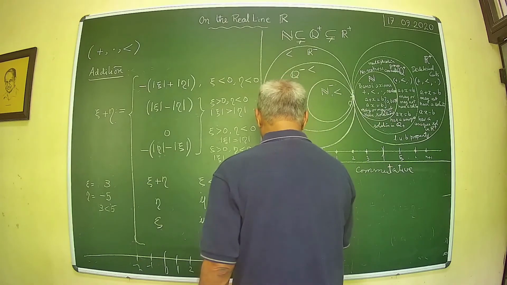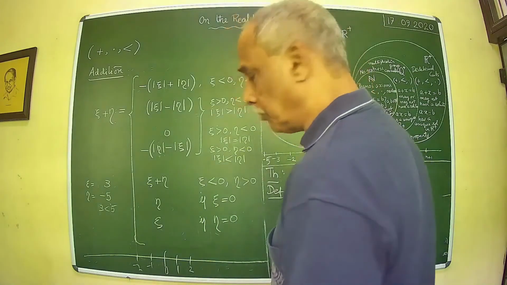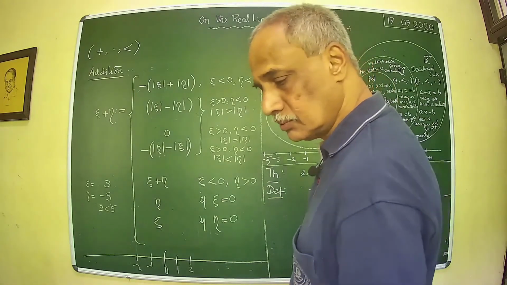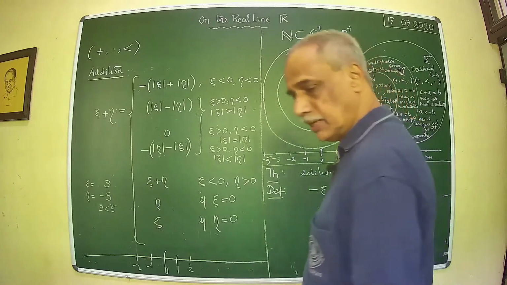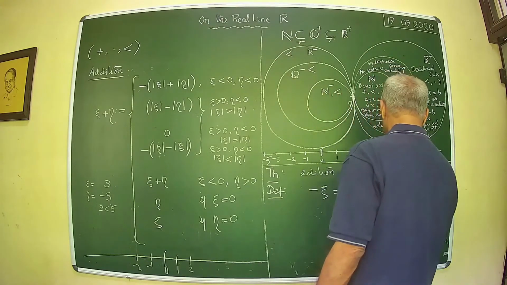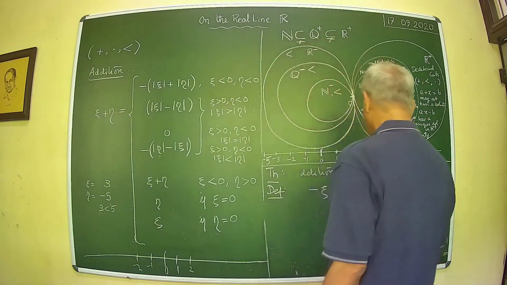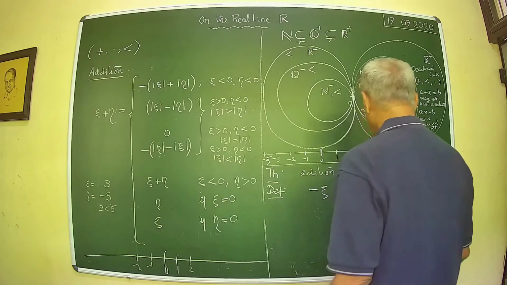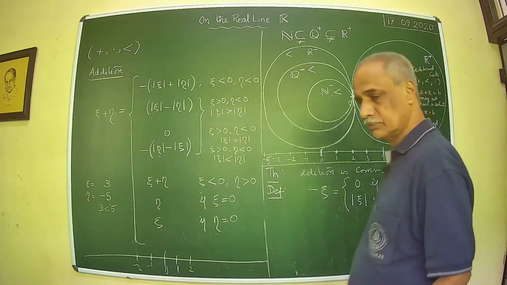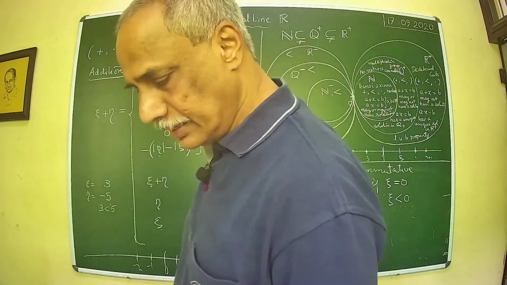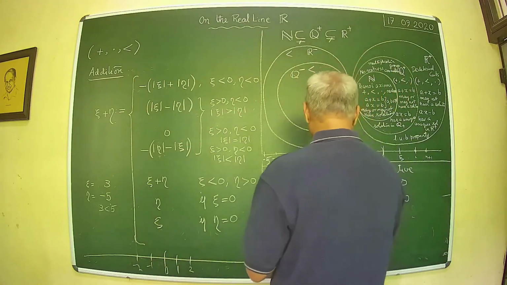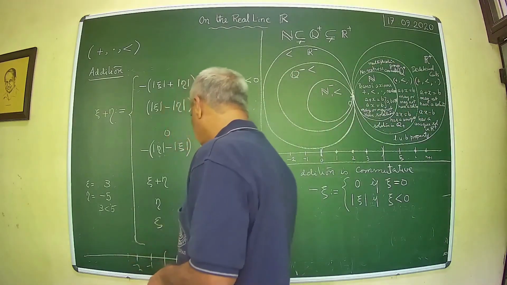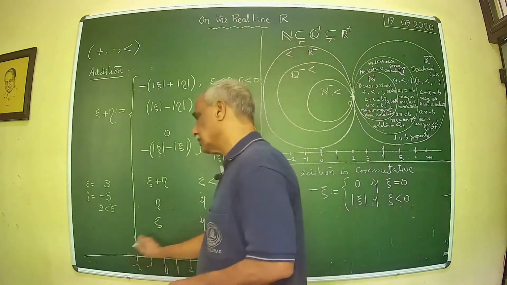Now we introduce a new definition. Define minus psi, define this as 0 if psi is 0, and this as modulus of psi if psi is negative. Okay, only these two things have to be defined. So this is the definition. That means if you have a psi somewhere here, then it is mod psi. That will be the minus of that.